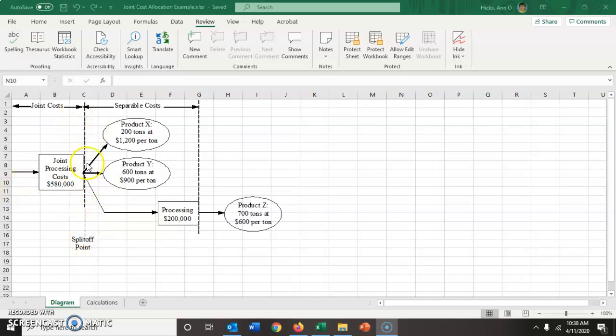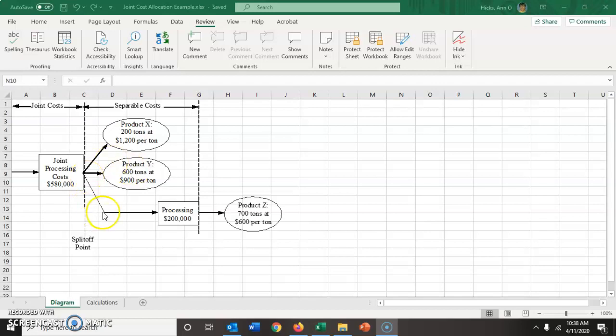In this diagram, what we can see is we produce three products, X, Y, and Z. Up to the split-off point, we incur $580,000 in costs. At that point, we break the products down into the three different products. Product X we sell at $1,200 per ton. We have no additional work to do. Product Y we sell at $900 per ton. We have no additional work to do.